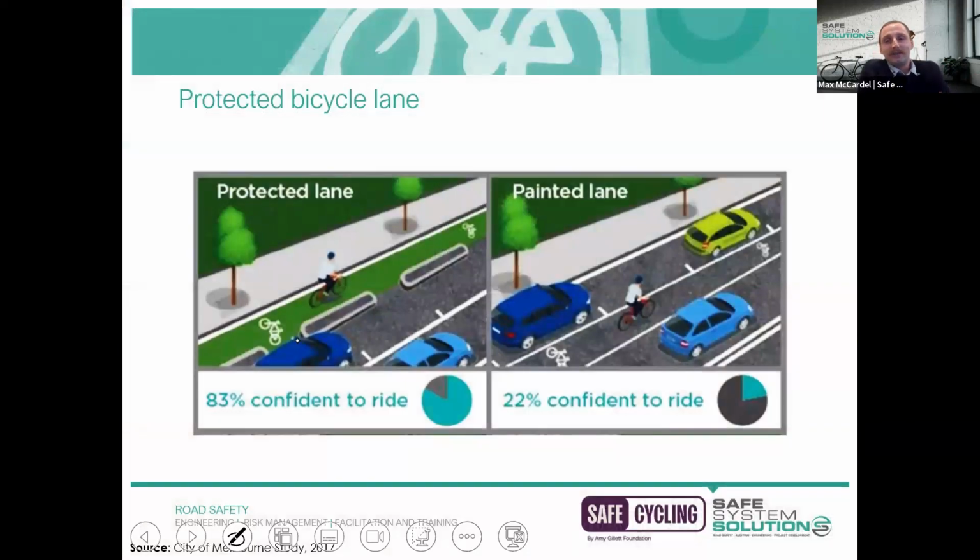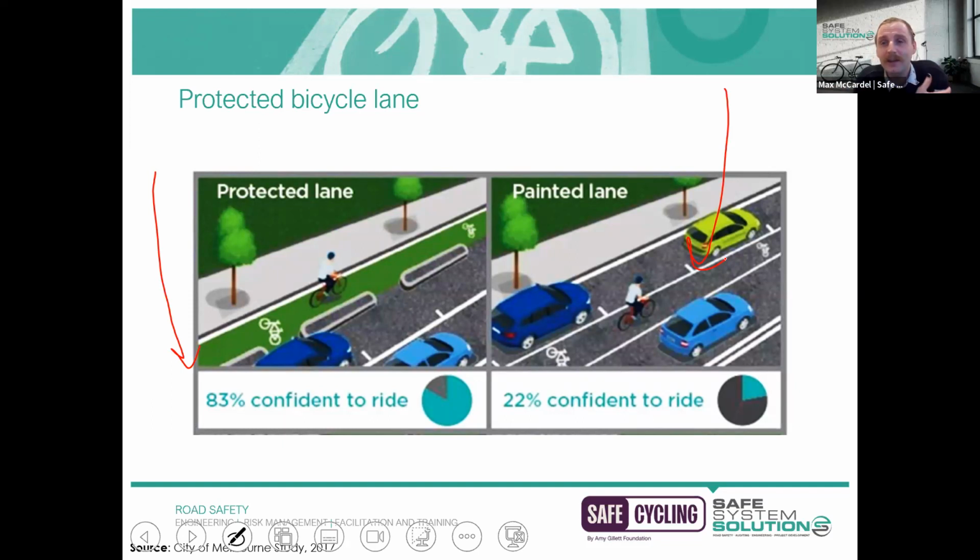Before we get into all the wonderful design details about a protected bicycle lane, a very reasonable question is, why would we bother doing these things? And City of Melbourne a few years ago conducted a survey of the general population, not just cyclists, and they asked the question about what type of facilities do you feel confident riding in? 83% said, yeah, I'm confident riding in a protected bicycle lane. That's really fantastic. Only 22% felt confident riding on an on-road bicycle lane adjacent that dooring zone.